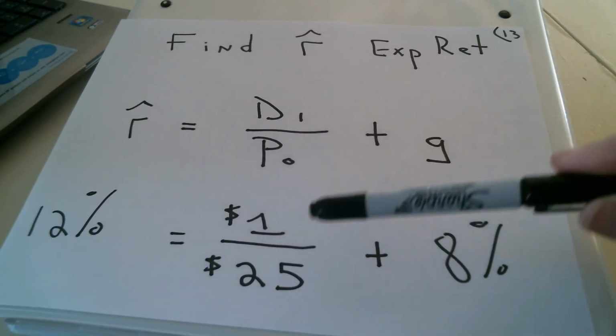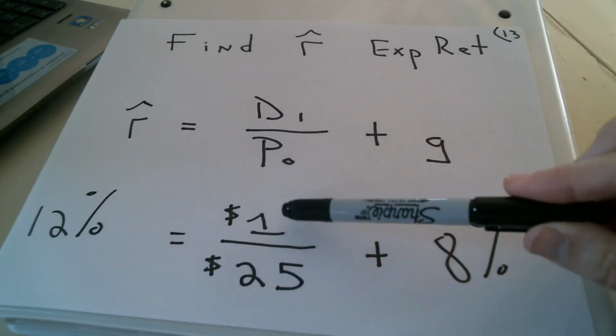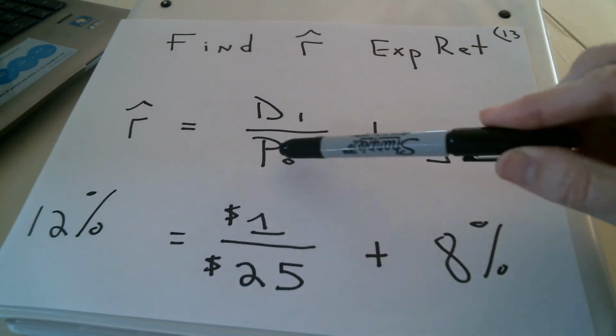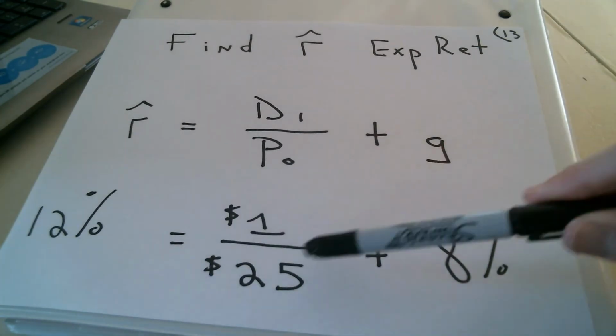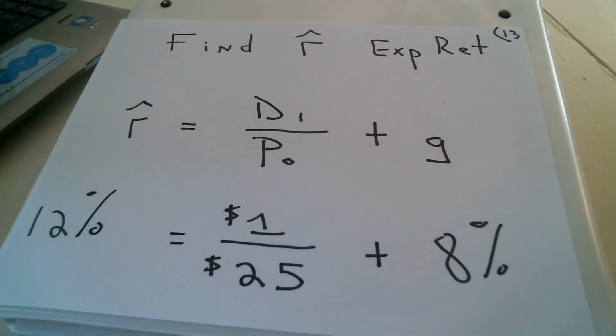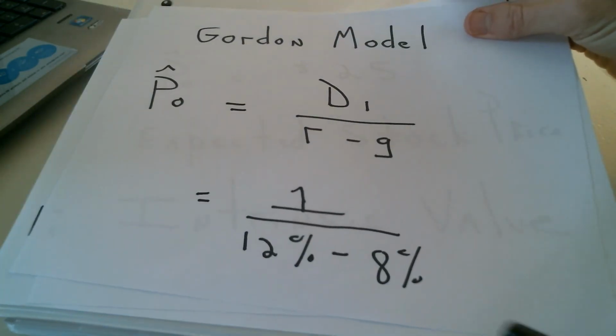Okay, so D1 we found to be $1. The price was 25. The P0, expected price to be exact, is 25, plus 8%. So remember, we want to work this out first, then add the 8%. And that gives us 12%, which is the same as that 12%.